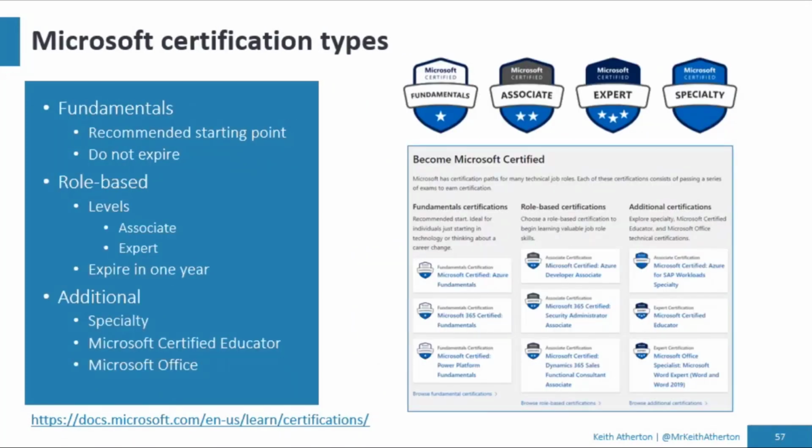And when you do see the cool blue badges, we've got some there at the top right. So with the fundamentals, this is more of a good starting point about understanding the concepts, and they don't expire. With associate and expert level, these are a bit more hands-on. They do have a 1-year expiry, and we'll cover renewals in a moment as well. And there's some specialty ones as well. So niche things like Cosmos DB and many other things as well. You can actually drill down to quite a specific level with those.